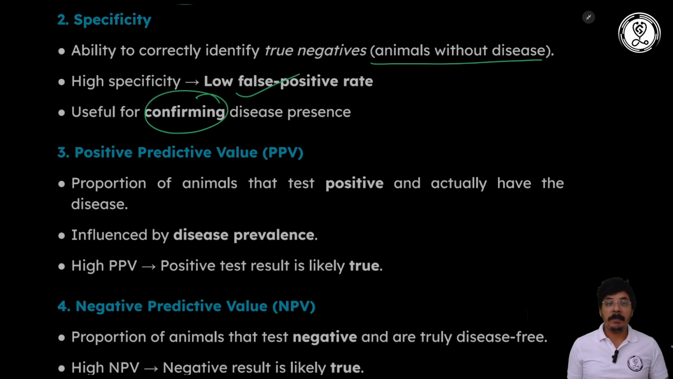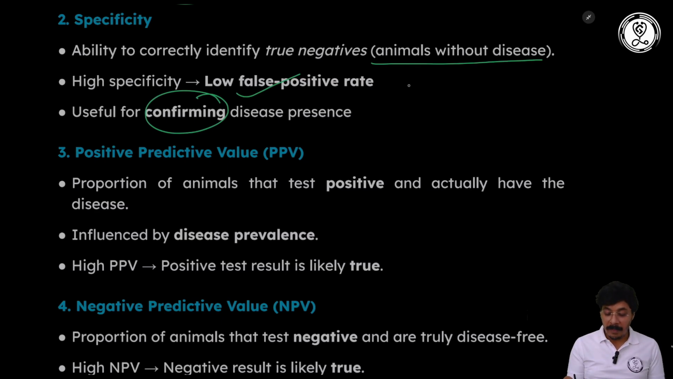So basically, what is specificity? Specificity will tell you how many true negatives the diagnostic test you are running is actually giving you. True negatives are those animals that have no disease. I know it is quite confusing. Let me take an example.